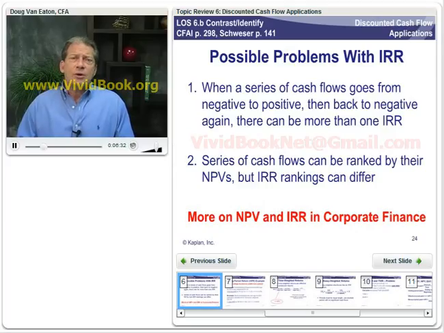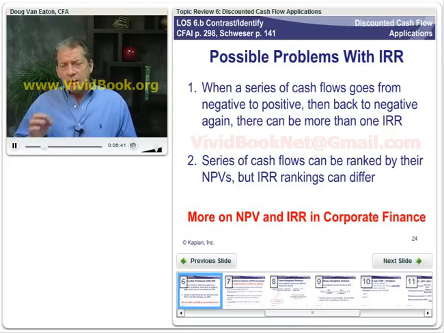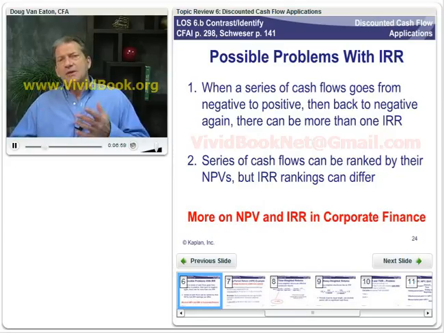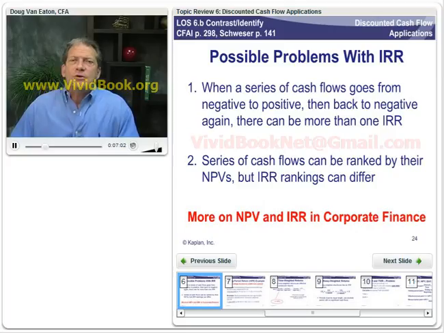But ranking projects in terms of IRR can be different. One project may have a higher internal rate of return, but a lower net present value. And net present value is theoretically preferred because it's telling us the increase in the expected value of the firm. The IRR doesn't do that. So we can't rank projects by their IRRs. Now, we've introduced these concepts here, and we'll see more about them and use them when we get into the study session on corporate finance.